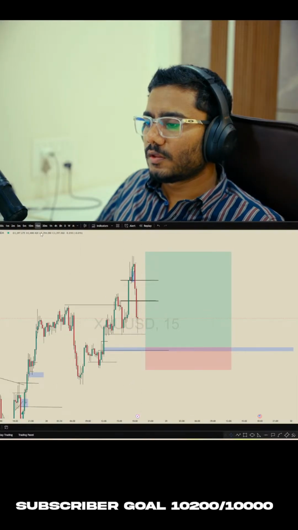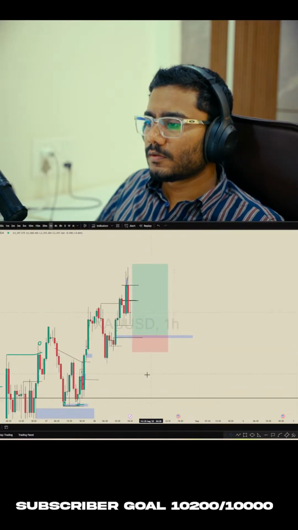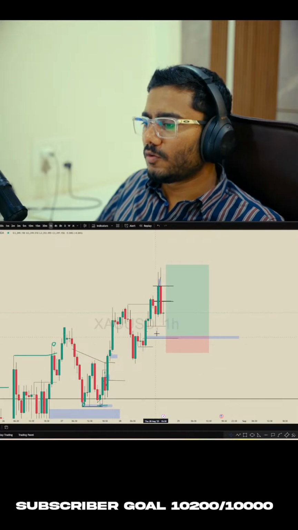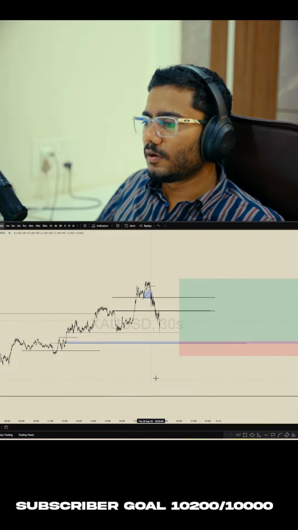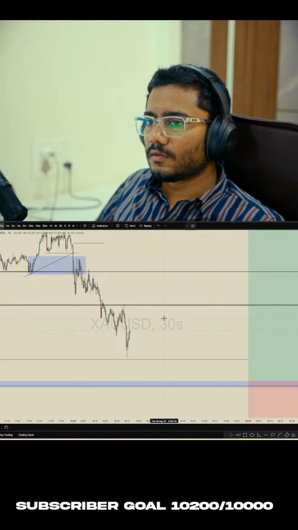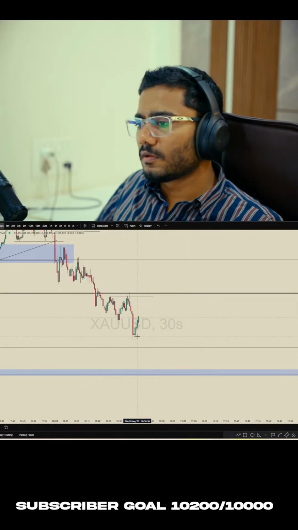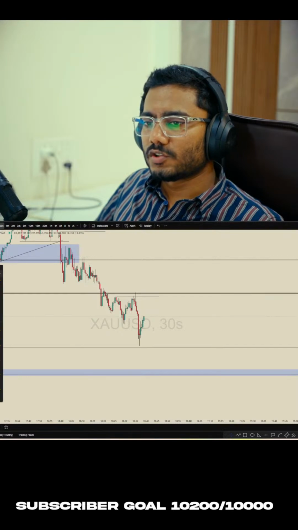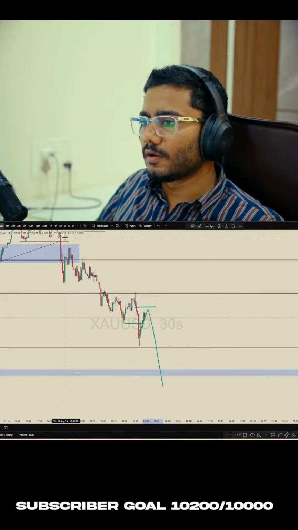So this is something we can look for in the setup. We have this 1 hour order block, there is imbalance, and price can tap and it can continue. Let's see what it does. There's a 30-second structure break over here. If this breaks, then probably there will be a reversal, but I think it should tap and continue to downside.